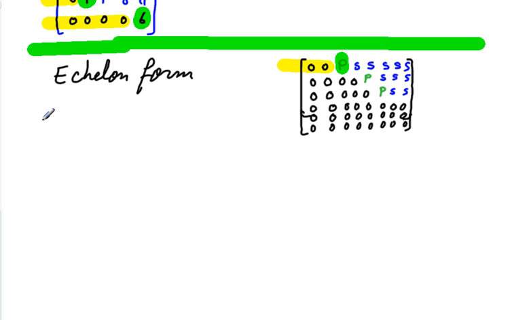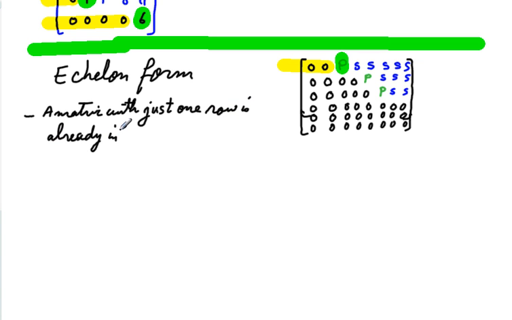To give some official definition, there is one definition in the book. You might want to read that. I have a slightly different definition. Either of them would be fine. If you happen to have a matrix with just one row, there is no dispute about it. A matrix with just one row is already in echelon form. You don't need to do anything to it. Whatever it is, it's already echelon. And it's not a very interesting situation anyway.